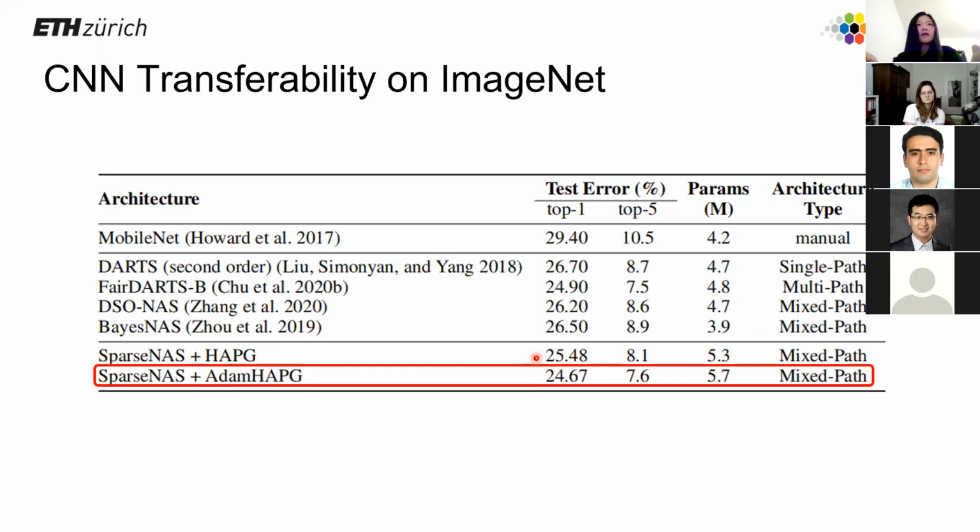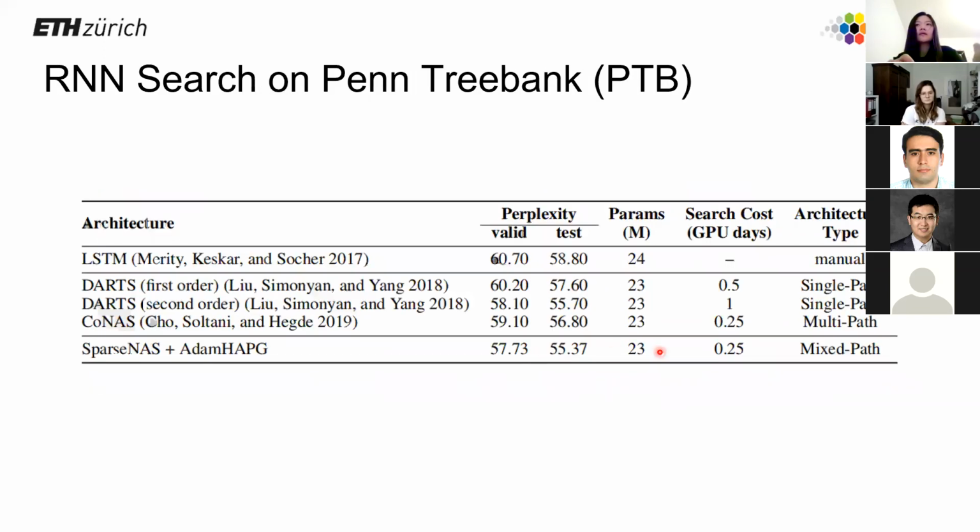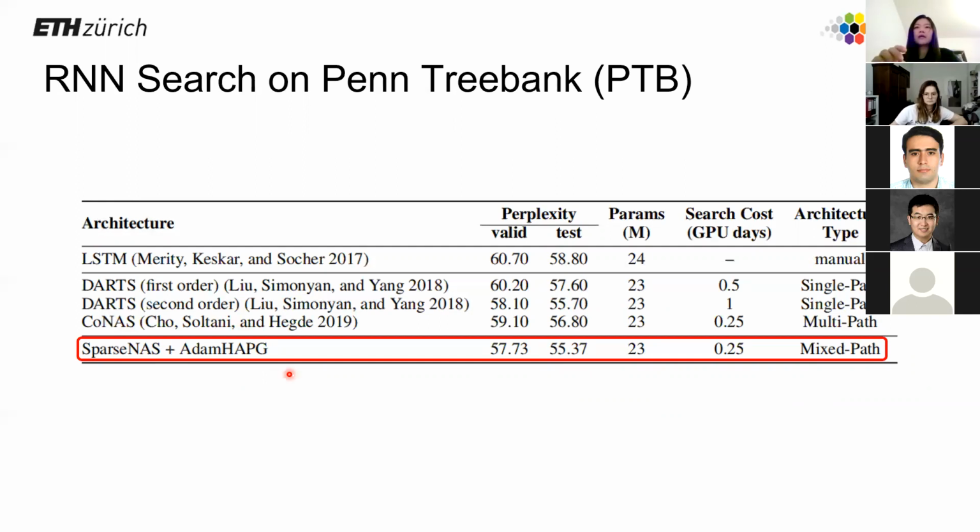For the recurrent neural network search on the PTB dataset, we notice that the sparse NAS with the HAPG optimization framework suffers from the gradient exploding problem when we train this recurrent neural network. Here, Adam HAPG proves to be very helpful to stabilize the training of the recurrent neural network. And the derived architecture with Adam HAPG achieves a new state of the art. Basically, this is about this work.